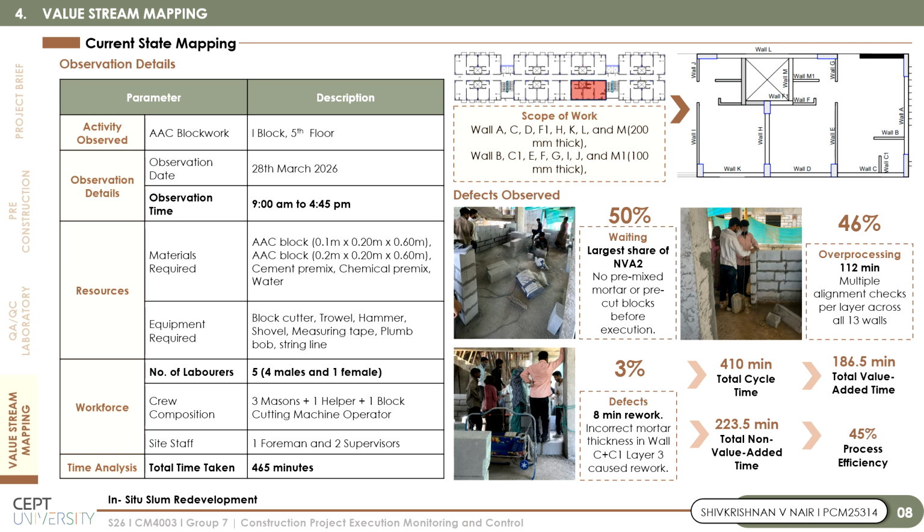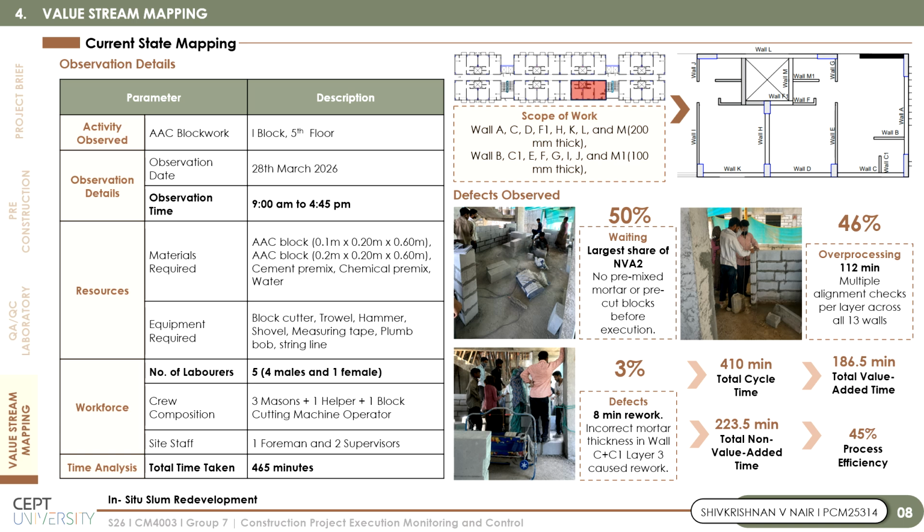The current state mapping identified major non-value added activities, particularly waiting and over-processing. Waiting occurred mainly due to lack of pre-mixed mortar and pre-cut blocks before execution. Over-processing occurred because of repeated alignment checks during each layer of blockwork. A defect was also observed due to incorrect mortar thickness in one wall layer, which resulted in a rework.